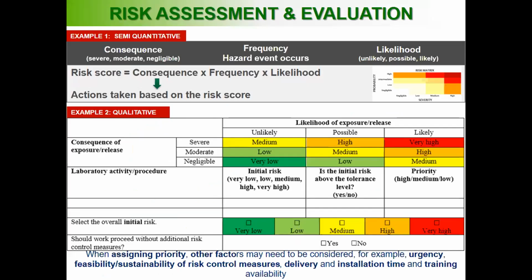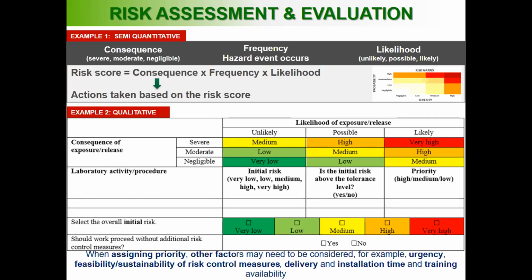Now, when we do the risk assessment, there are many different templates available. There are two examples that I'm presenting to you, a semi-quantitative method, or you can do a qualitative method. It's really up to you and the organization. But essentially, what you are looking for is what is the consequence, the severity, whether it is very severe, whether it's moderate or negligible, how frequent does the hazard occur, and what is the likelihood of the disease occurring? Is it unlikely, is it possible, or likely?